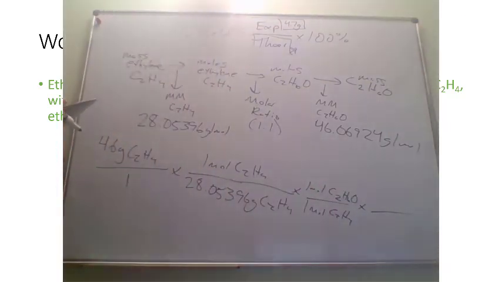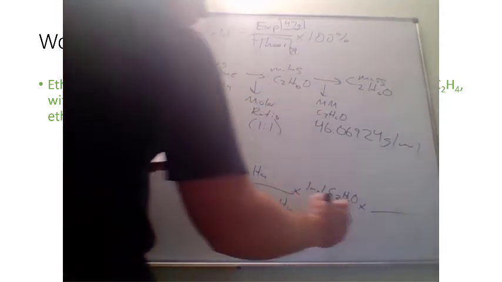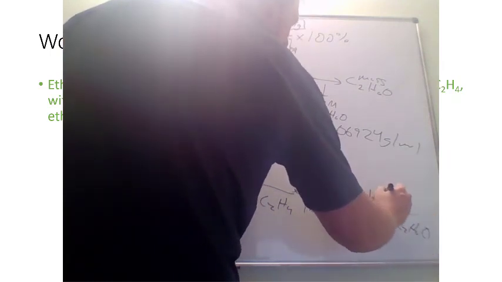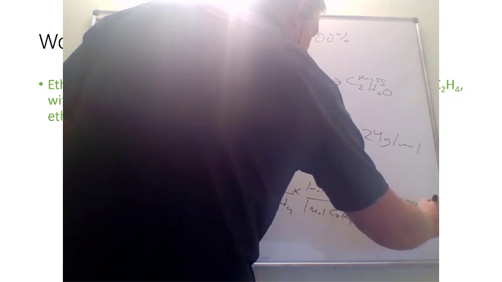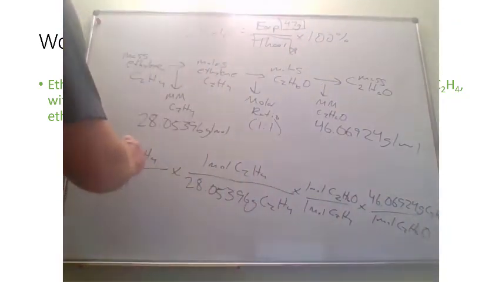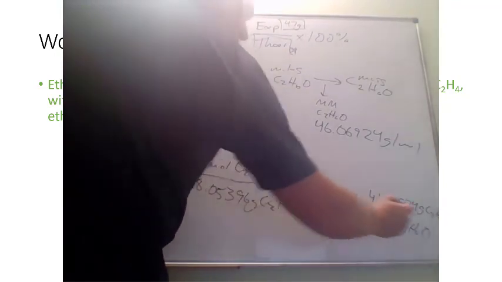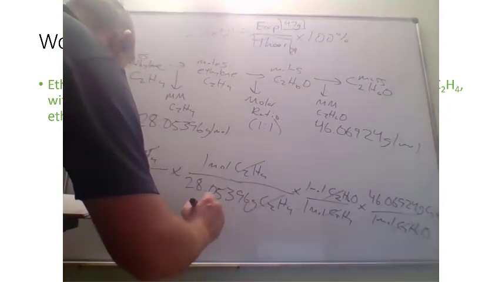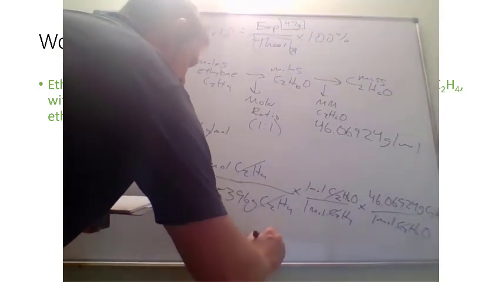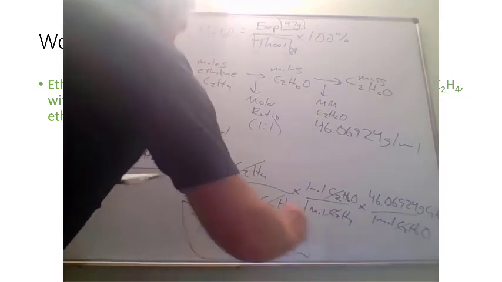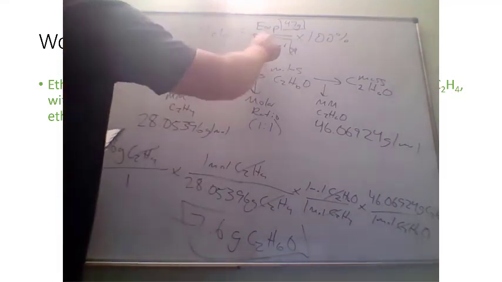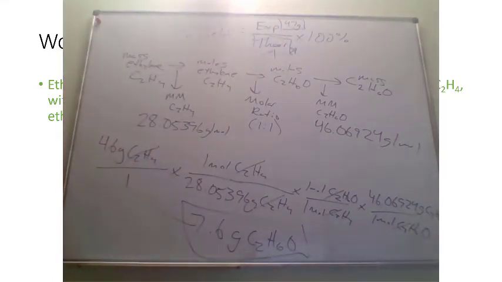And then we convert from moles of ethyl alcohol to our mass of ethyl alcohol using our molar mass. So for every 1 mole of C2H6O, we have 46.06924 grams of C2H6O. And we can see all of our units are canceling, grams, moles, moles, leaving us with grams of product. And that grams of product comes out to 7.6 grams of C2H6O. And so this value here is our theoretical yield. So we can take this value and we can implant it now in our top equation.